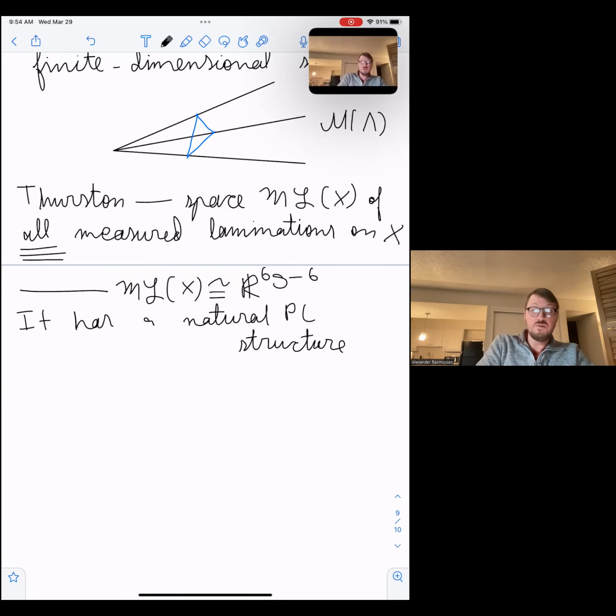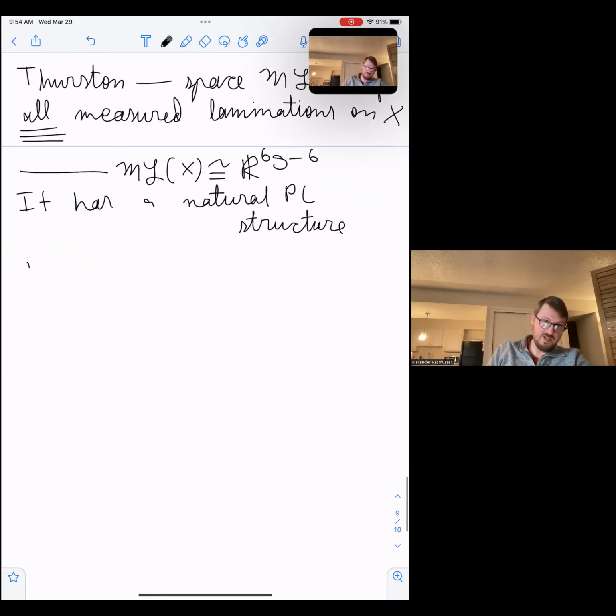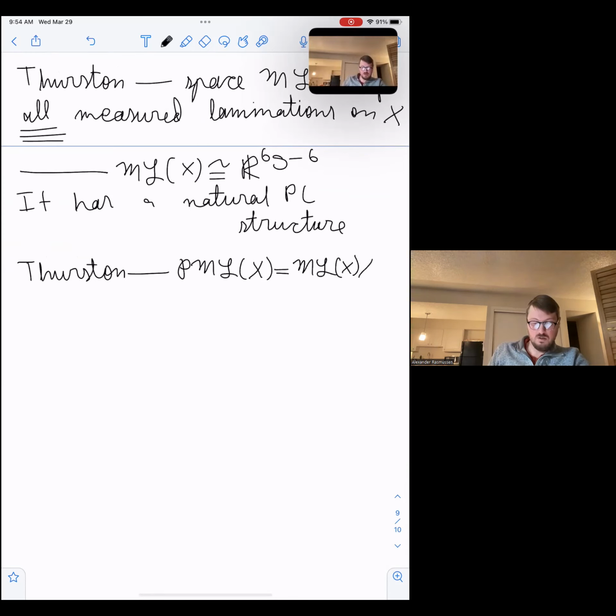But let's back up a little bit. Why do we actually care about studying spaces of laminations? Well, some of the biggest motivations come from mapping class groups and Teichmuller theory. So here's another really famous classic theorem of Thurston. So he studied another related space, PML of X. This is just the quotient of ML, where you mod out by scaling.